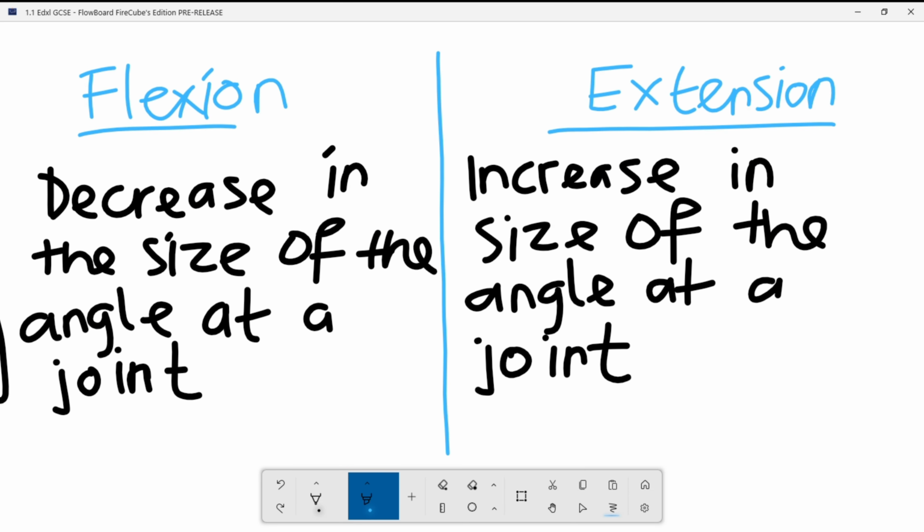Now we're going to define what all these movements mean. We've been talking about flexion, extension, rotation. What do they mean? Flexion simply means a decrease in the size of the angle at a joint. Meanwhile, extension is just the opposite, when there's an increase in the size of the angle at a joint.